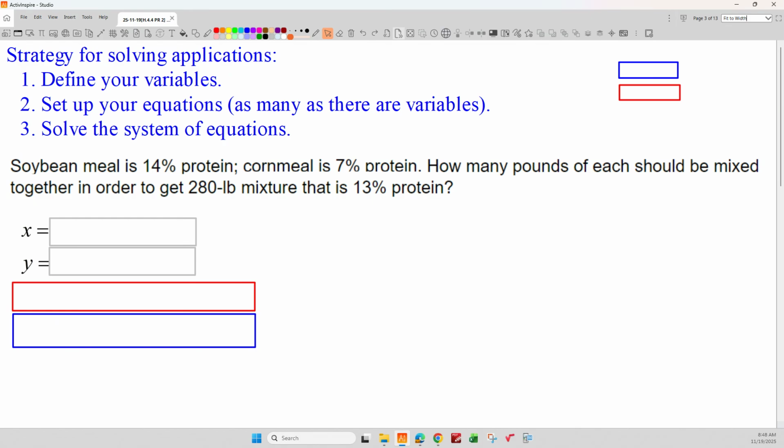So how many pounds of each should be mixed together? So we got pounds of soybean meal and pounds of cornmeal, I guess, right? Okay, give me thumbs. Does that make sense? Those are the unknowns. Okay, so let's define those and write them down.